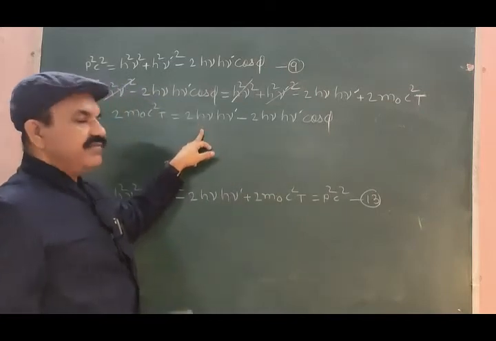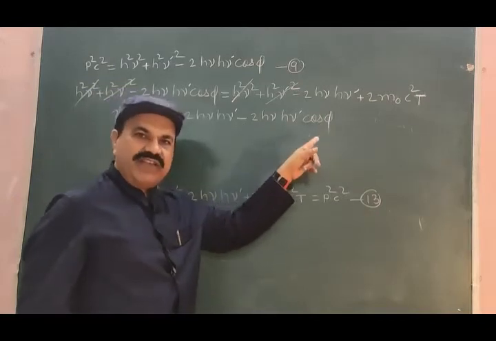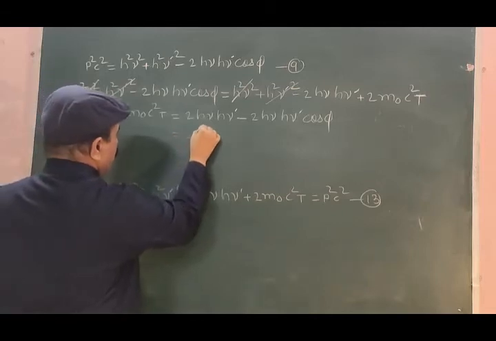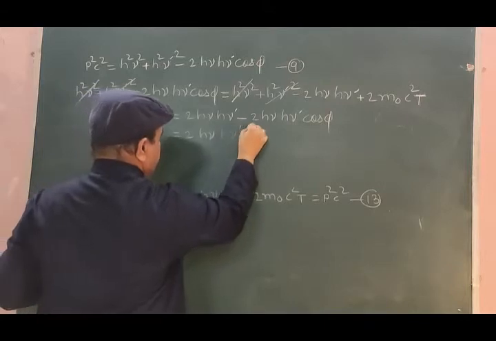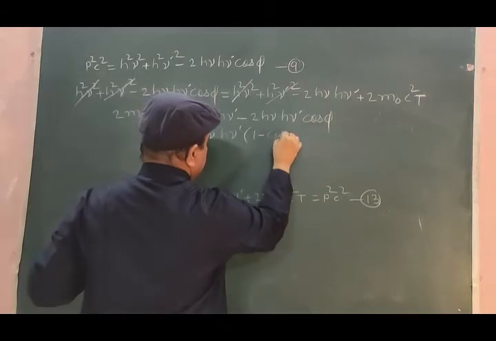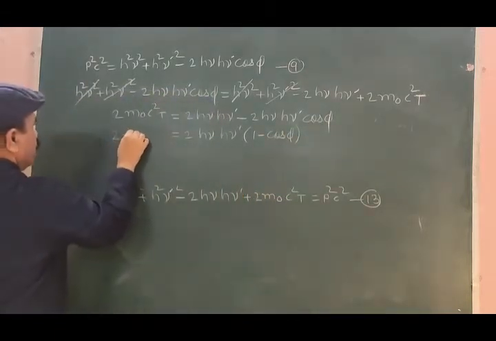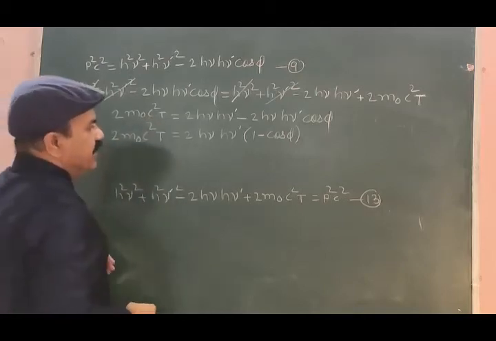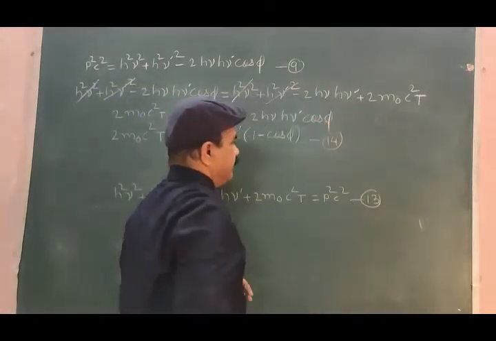What will be left here? 1 will be left here. What will be left here? Cos phi will be left here, and this is 2 h nu dash into 1 minus cos phi. This is 2 m0 c square T, equation number 14.